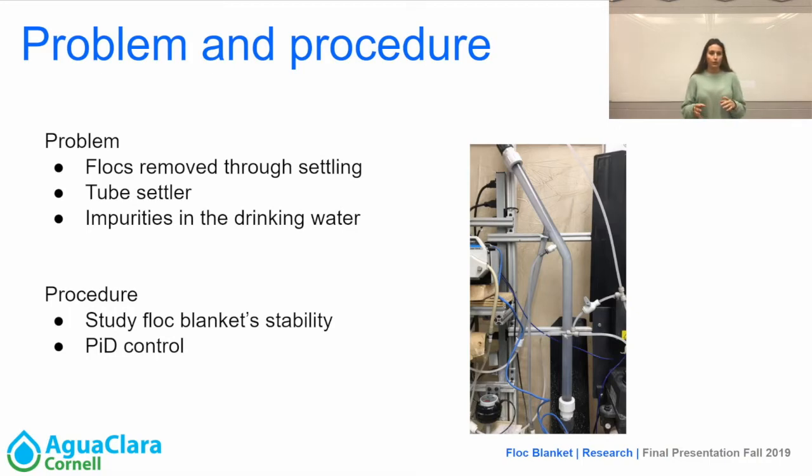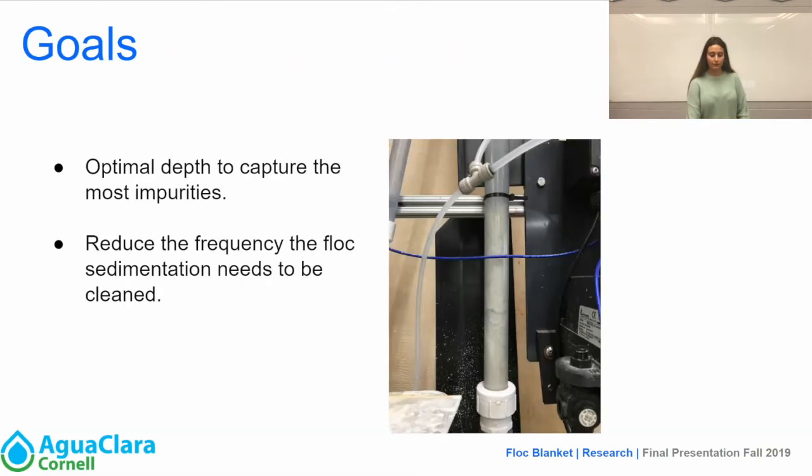To study this, we are going to focus on the floc blanket's stability, and we are going to use PID control. Our main goal is to find the optimal depth for the floc blanket to capture the most impurities and also reduce the frequency it has to be cleaned by workers. Once we have found the optimal depth, Agua Clara will have a set height to put into the plants.